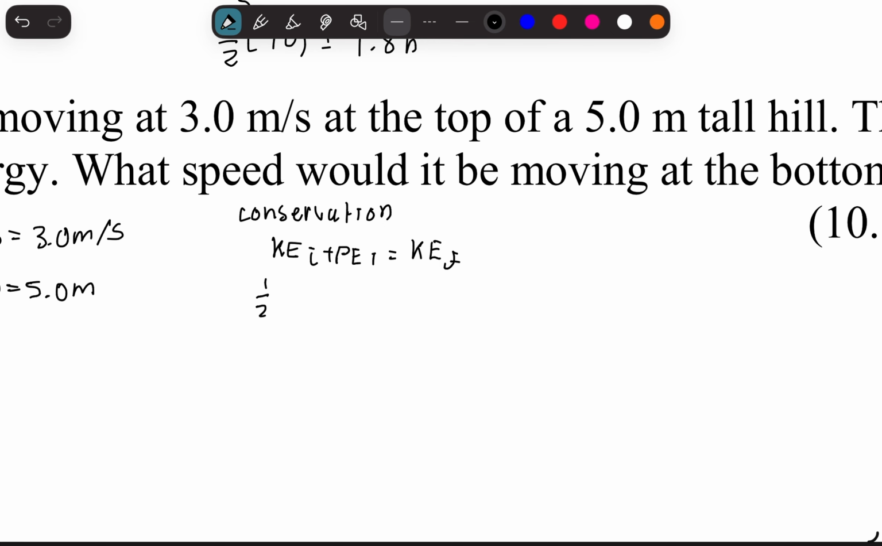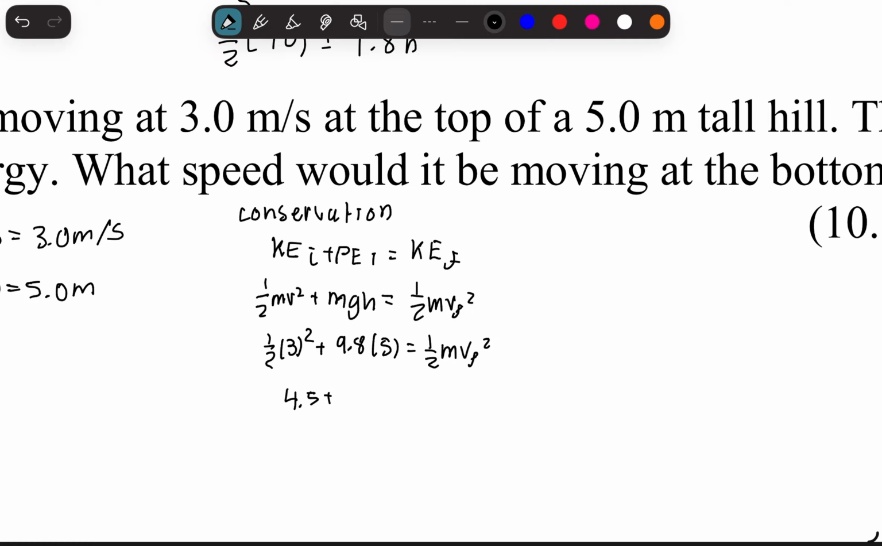So it's 1/2 mv squared plus mgh times 5 is equal to 1/2 mvf squared. So here we could cancel out the mass, which is why we didn't include the mass in our equation. So this is going to be 53.5.